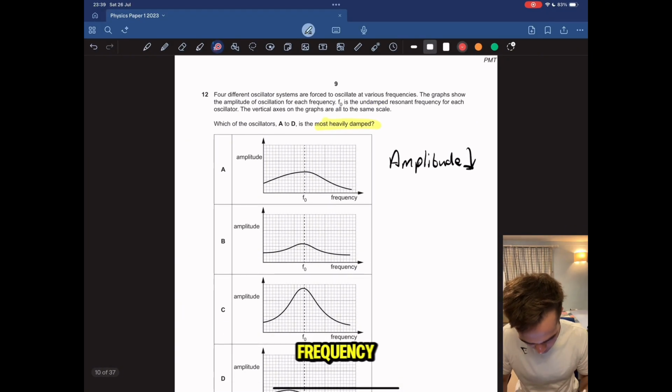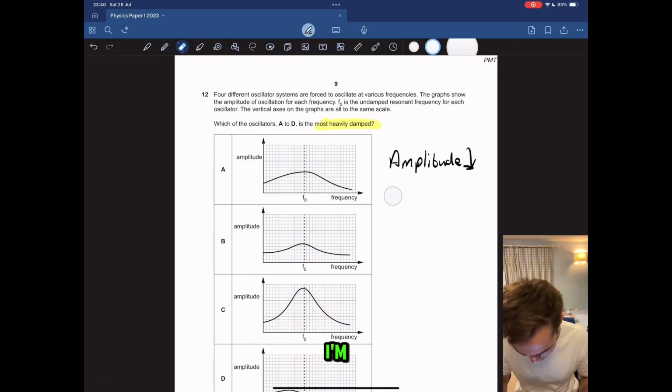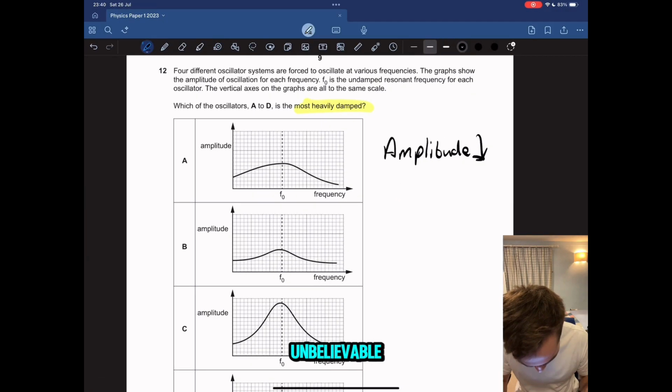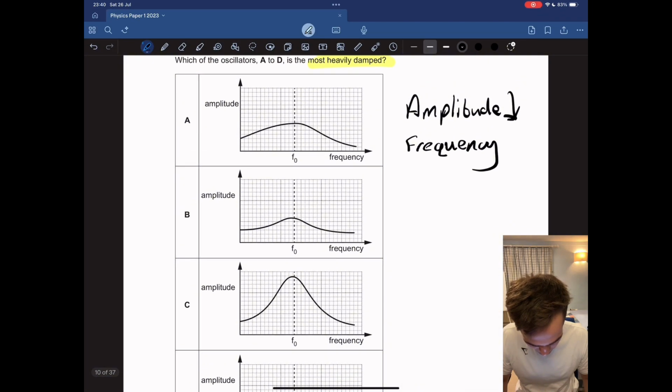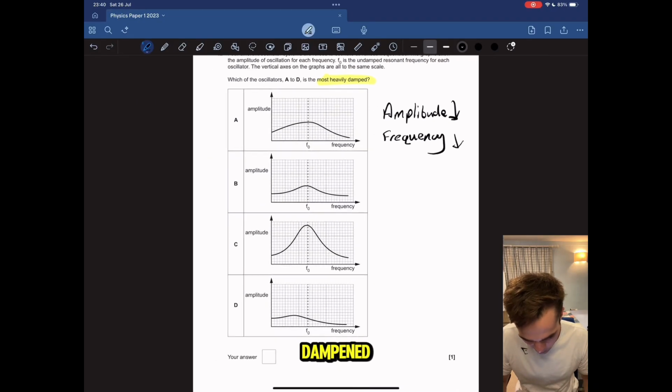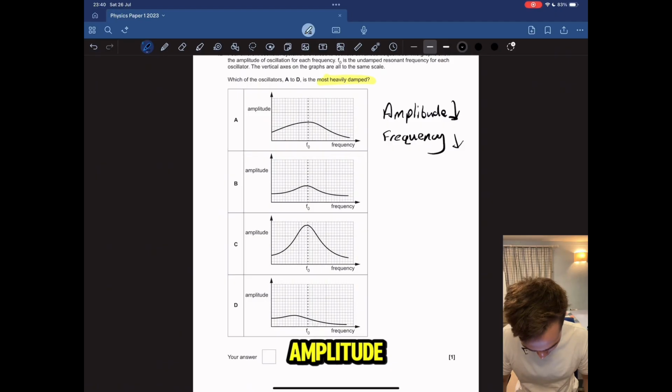What else happens? The frequency. I'm such a noob with an iPad. It's unbelievable. The frequency also decreases, like the fundamental frequency, where the maximum amplitude occurs, so it also goes down. So the heavily dampened is where it's got the minimum amplitude and the minimum frequency, which is D.